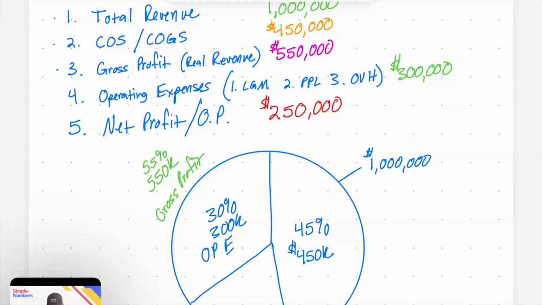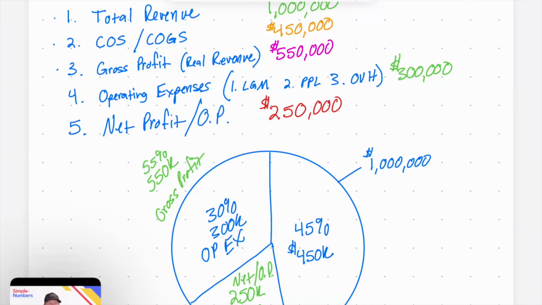operating expenses. So what does that leave us with? Our net profit of $250,000 or 25% net profit and owner pay. And so the question then becomes, is that healthy or is it not? Is $250,000 or 25% profit margin a healthy margin? The answer is it depends.